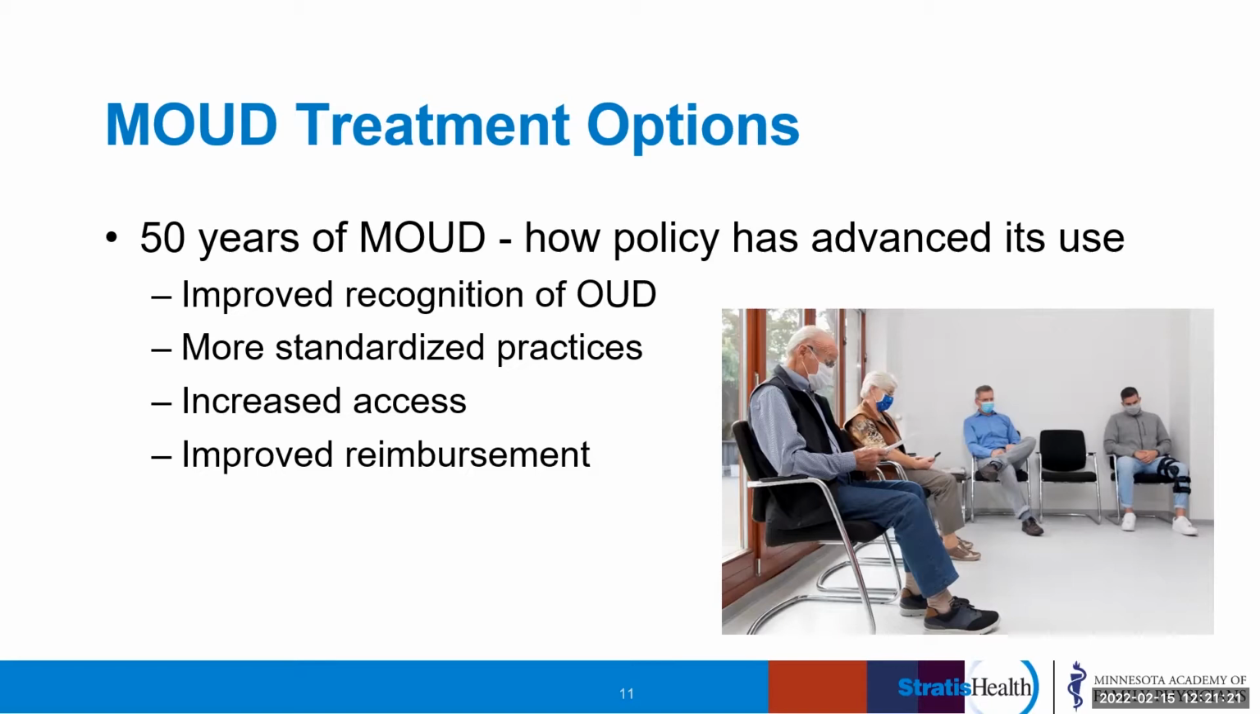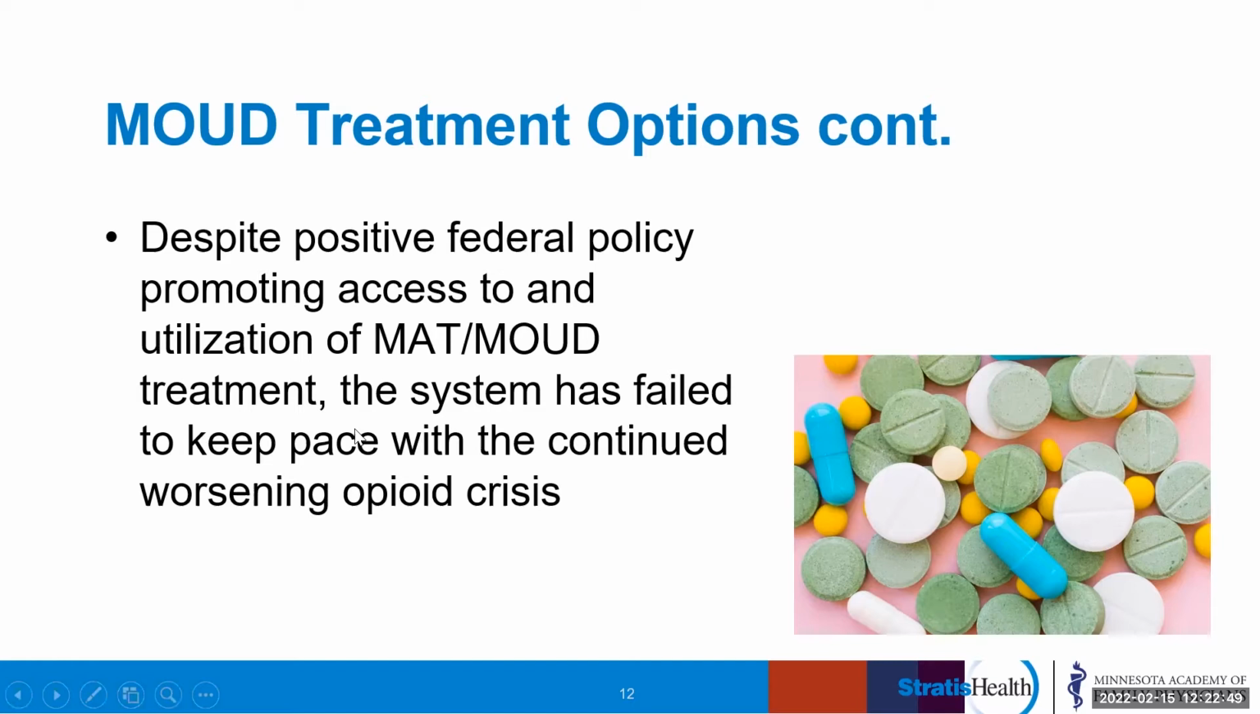And of course, reimbursement, especially some of us can remember when Medicare was not covering methadone and some of these other things that really made a difference because we had a lot of patients with opioid use disorder in that age range. And so really, when you look at the federal policies, a lot of these promoted access and utilization of MAT. But really, if you think about what's gone on, there's been difficulty keeping pace with the opioid crisis.